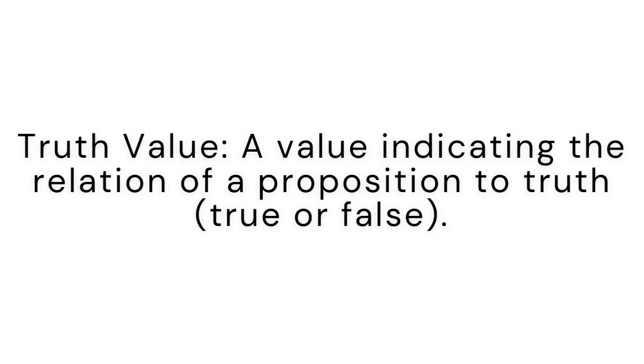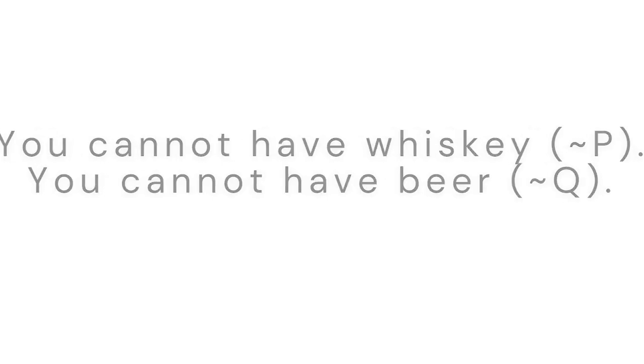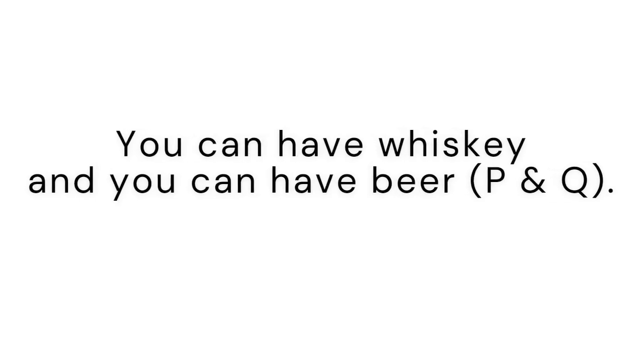If we apply the first logical operator, the negation, we can reverse the truth values of these statements. So, the first statement would be, you cannot have whiskey, not P. You cannot have beer, not Q. We can also connect them as a conjunction. You can have whiskey and you can have beer, P and Q.